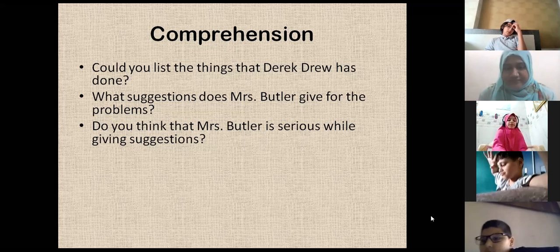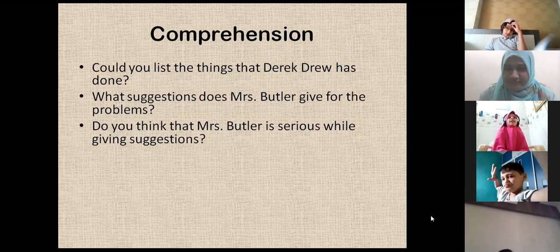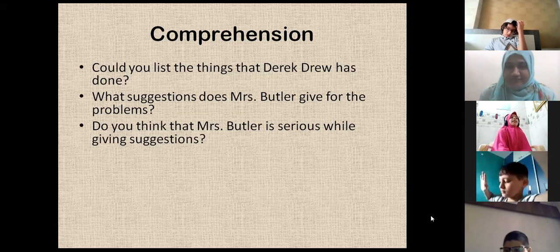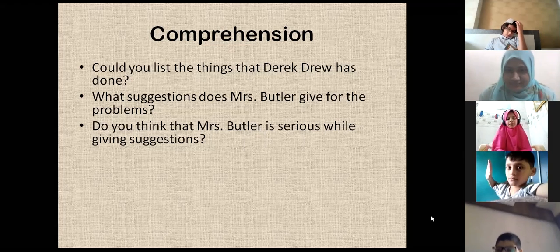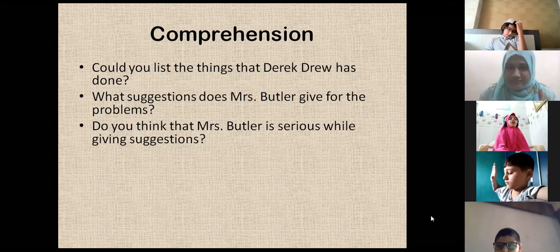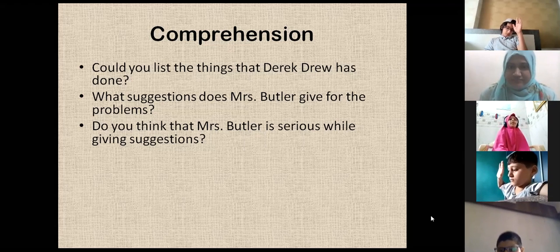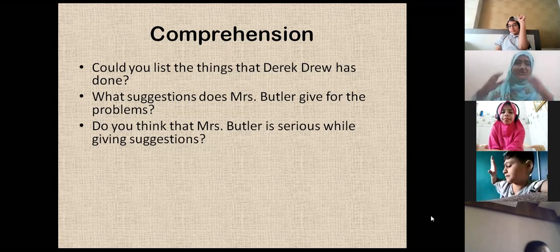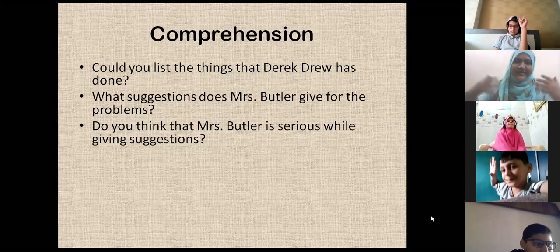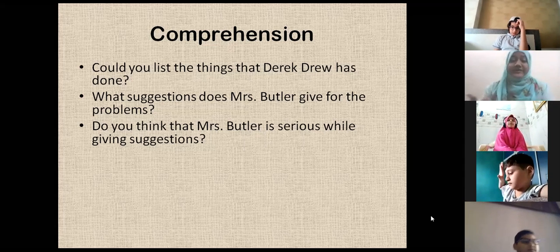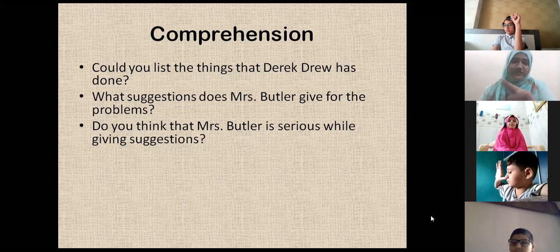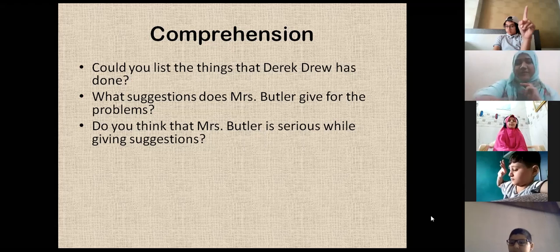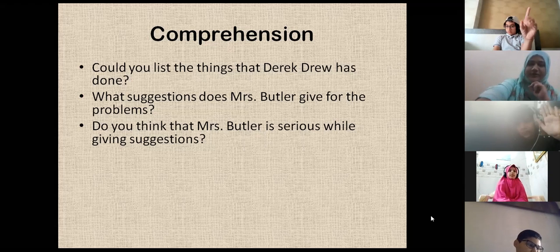She does not want to start a fight between Derek Drew and the boy. So she gave those silly suggestions to stop them from complaining. Okay, so she doesn't want this issue to become anything major or big. That is one reason that Aisha has given. I have two questions based on that, Aisha. But we'll hear it from other people as well who are raising their hands.